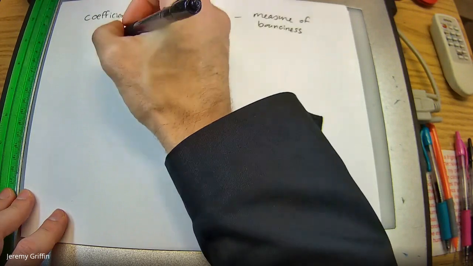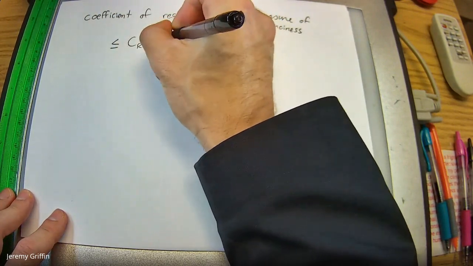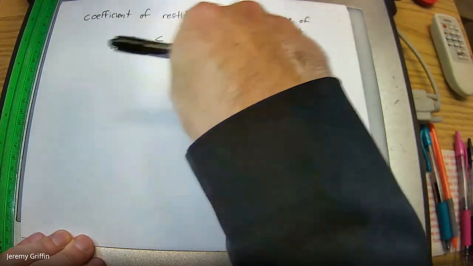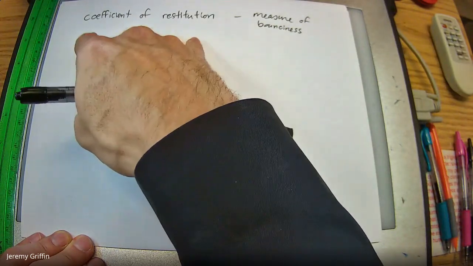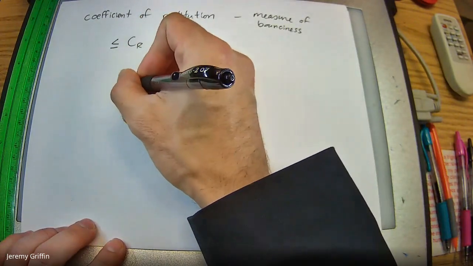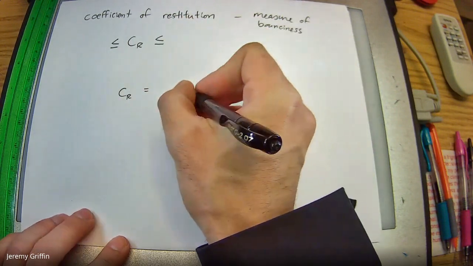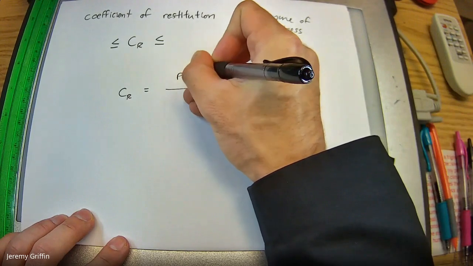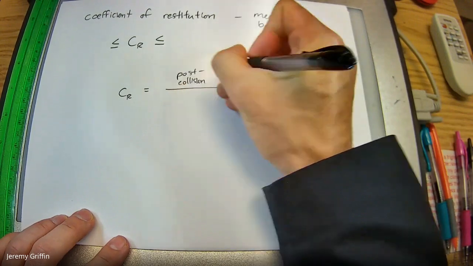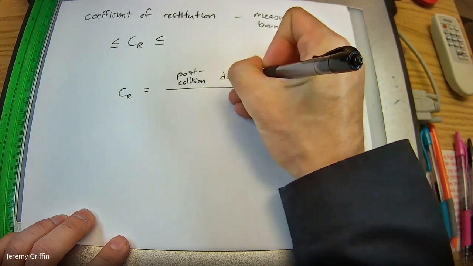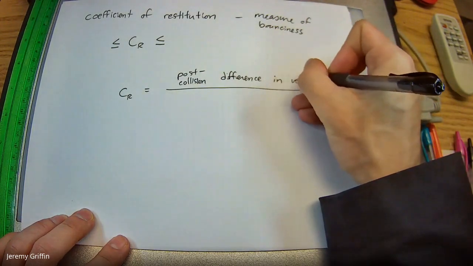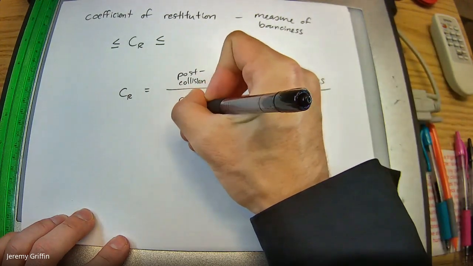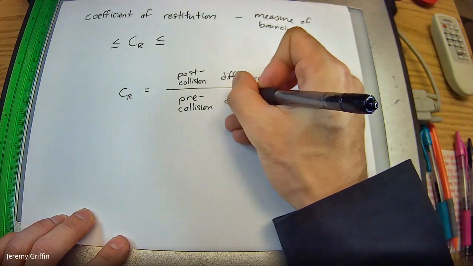So coefficient of restitution, like how bouncy is something? Well, this is going to be bounded between two values, but I don't want to tell you right away what those are. I want to tell you what the definition is, and then see if you guys can figure these out before I tell you the boundary conditions. So coefficient of restitution is the ratio of post-collision difference in velocities compared to pre-collision difference in velocities.